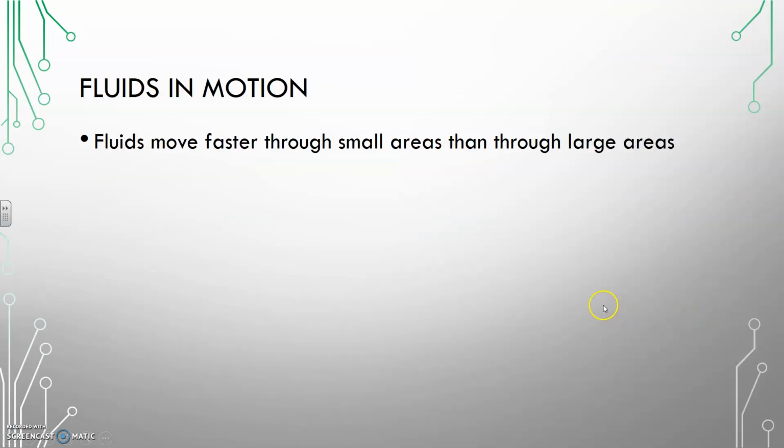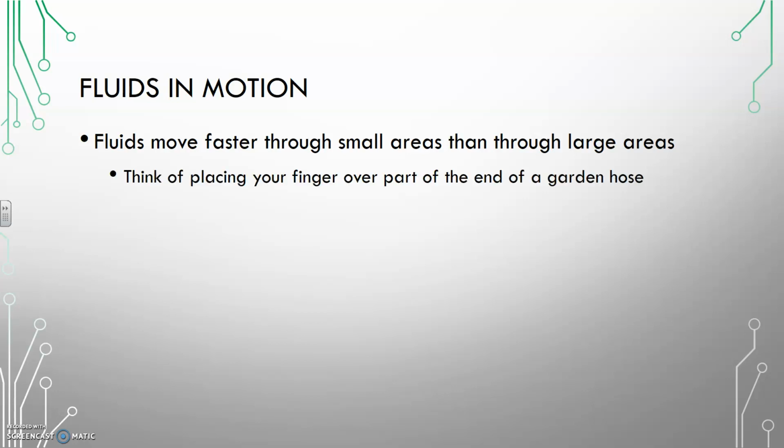So, fluids in motion. This is also kind of a strange thing to think about. Fluids move faster through small areas. They move faster through smaller areas than they do through large areas. If you've ever been on a lazy river that actually has some speed to it, if you go through a smaller, narrower area, your speed tends to pick up. If you can remember that, it helps you think through this.